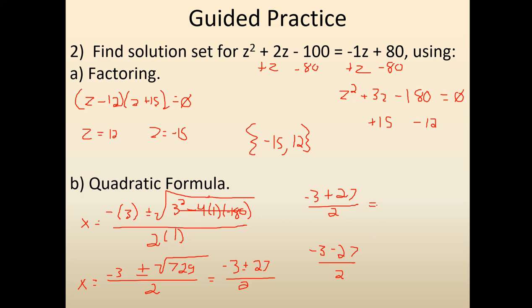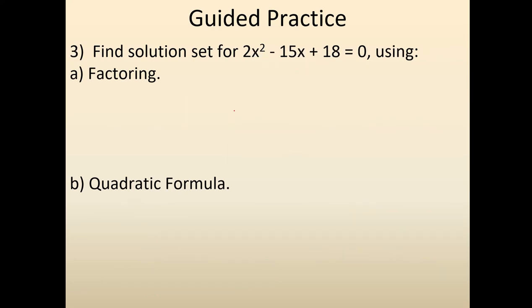And when I plug these into the calculator, negative 3 plus 27 is 24 over 2, which is equal to 12. And this one will end up getting me negative 30 over 2, which is negative 15. Again, same exact answers I got up here. This is the third one, and I believe possibly the last one. So pause the video, work it yourself, and we'll go over it in a second.